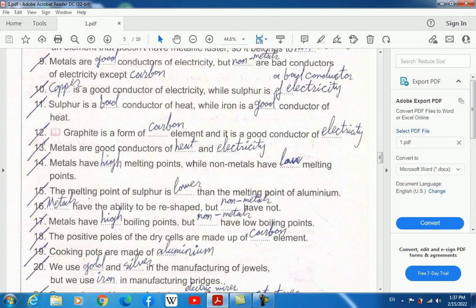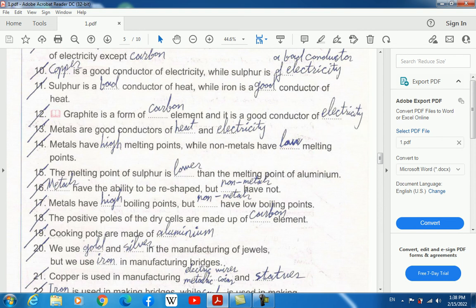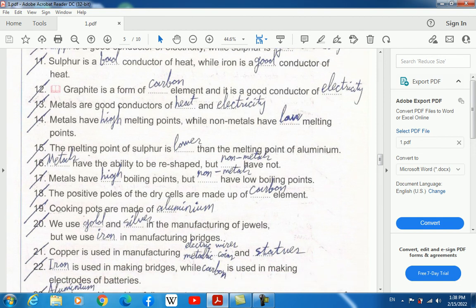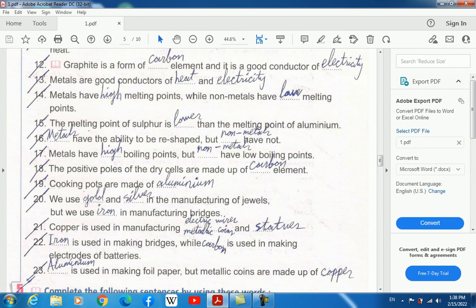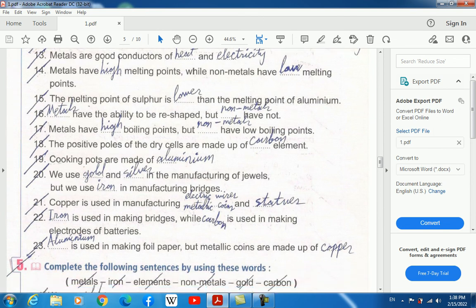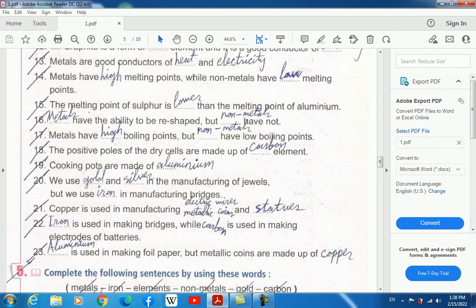9. Metals are good conductors of electricity, but nonmetals are bad conductors of electricity except carbon. 10. Copper is a good conductor of electricity, while sulfur is a bad conductor of electricity. 11. Sulfur is a bad conductor of heat, while iron is a good conductor of heat. 12. Graphite is a form of carbon element and it's a good conductor of electricity. 13. Metals are good conductors of heat and electricity.